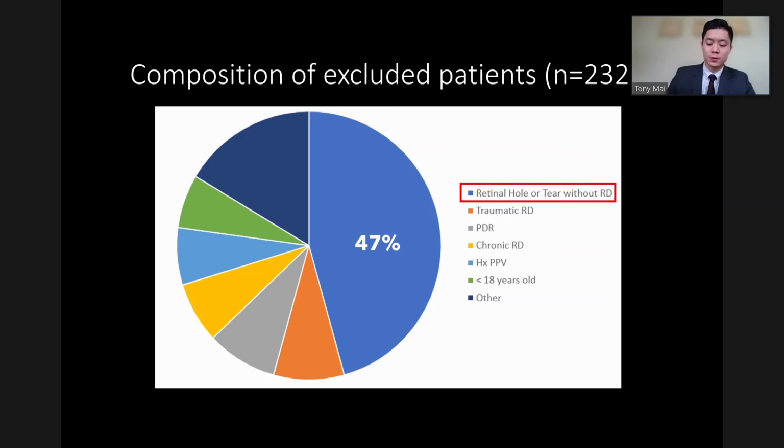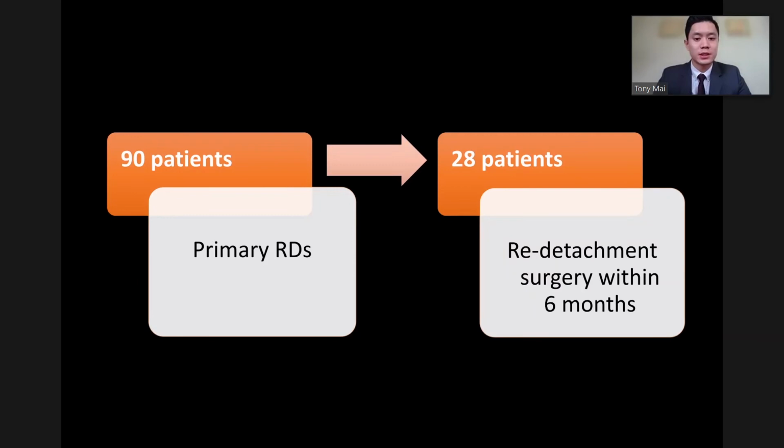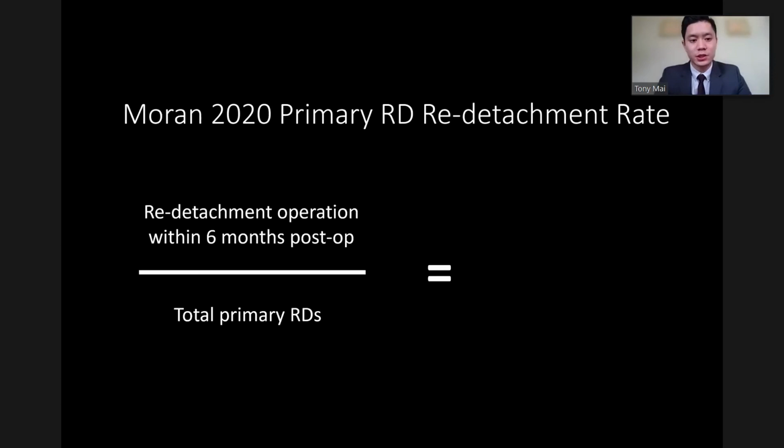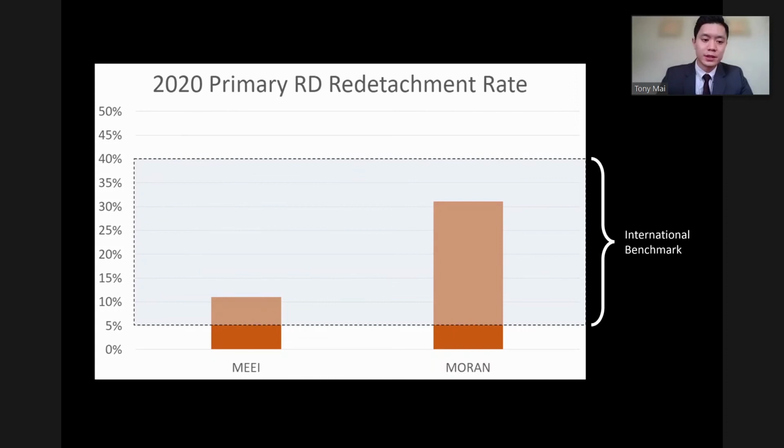Now, these 90 patients with primary RDs, 28 of them had re-detachment surgery within 6 months. And so if we were to put a simple fraction where the ones needing re-detachment was on the numerator and the total primary RDs was in the denominator, this turns out to be a rate of 31% for primary retinal detachments. So just comparing this with the previous data that we've seen, the gray box there is the international benchmark, and Moran's number is on the higher end of it, still within the benchmark, but on the higher side, compared to the MEI study that we used for inspiration, which was right around 11%.